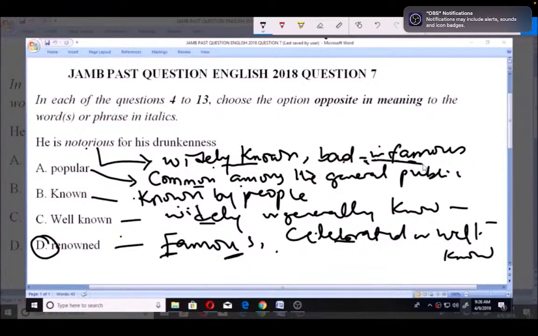So you can say this is infamous and this is famous. You can see from the definitions that this is the opposite of this. So renowned is the right answer.